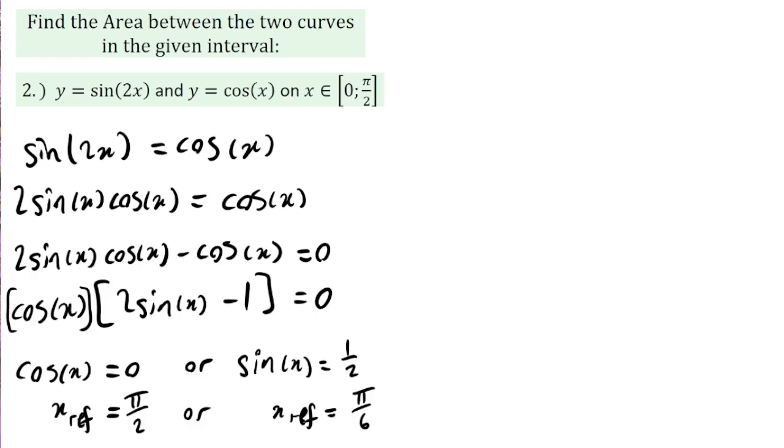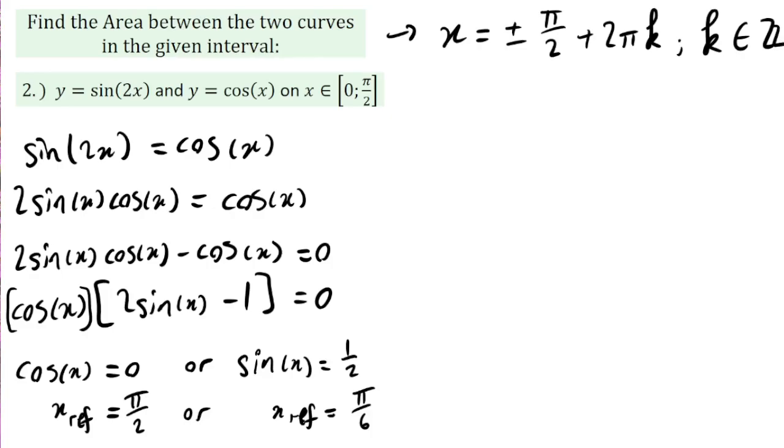Okay. So from here, we're not actually done. We need solutions, right? We do need solutions. So therefore, in order for us to find the solutions, we can actually do the following. So here, I'm going to say that for the x reference of pi over 2, we know that this is the same as x is equal to plus minus pi over 2, using the cosine rule for general solutions. And this is going to be adding 2 pi k, where k is an element of the integers. So that's the first one.